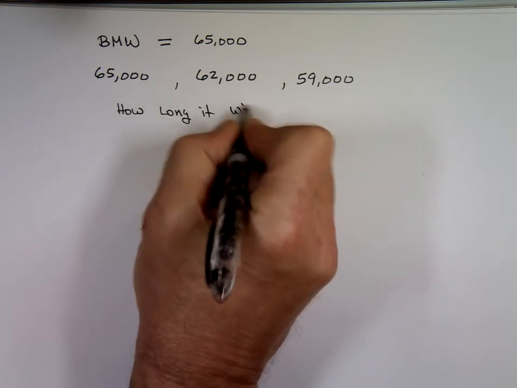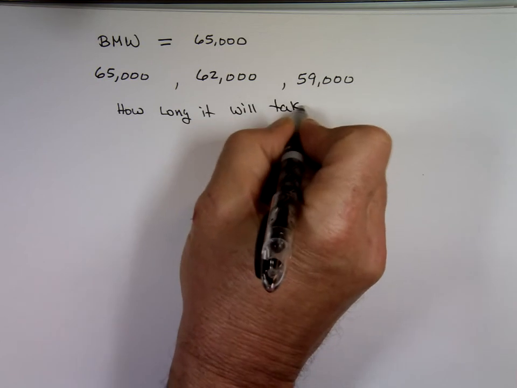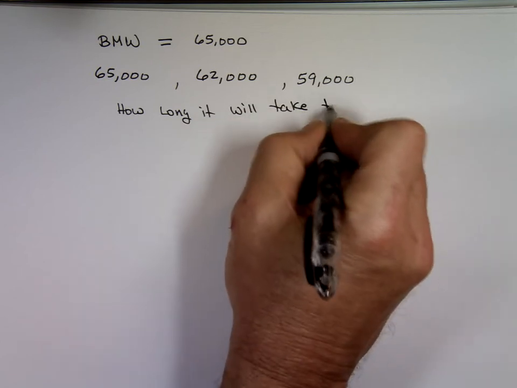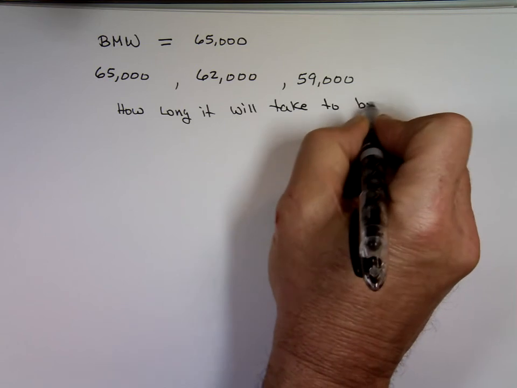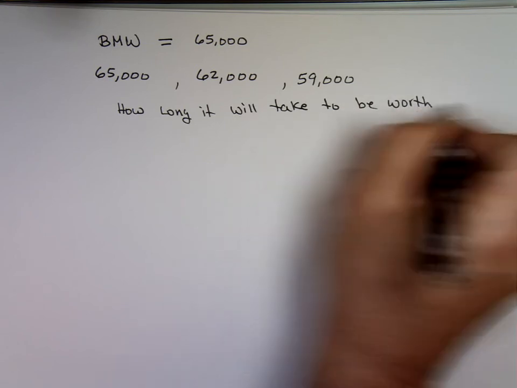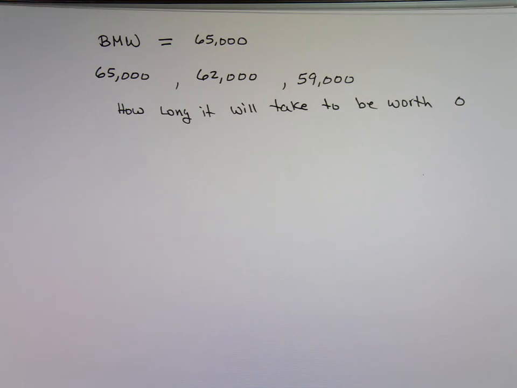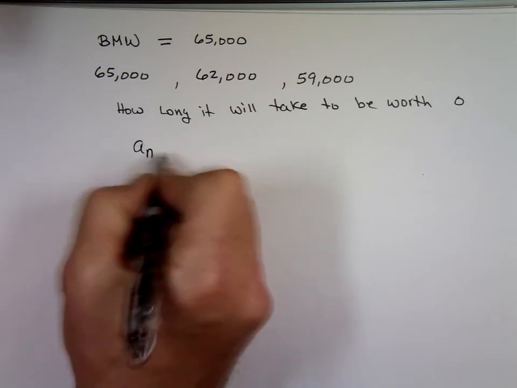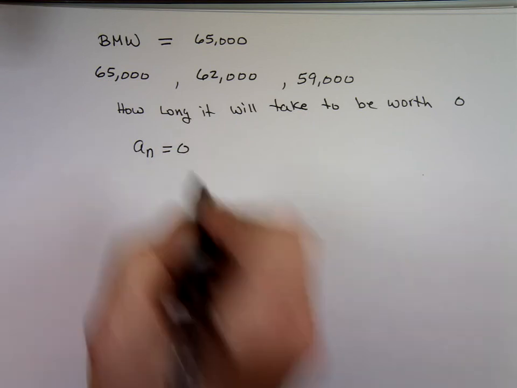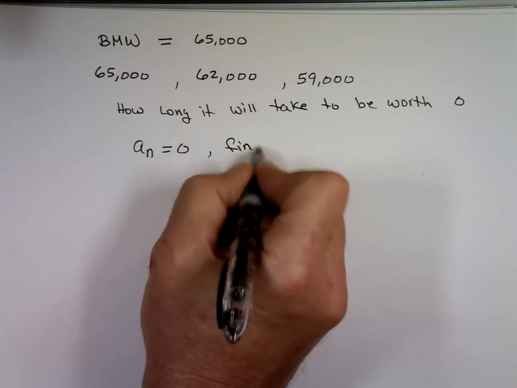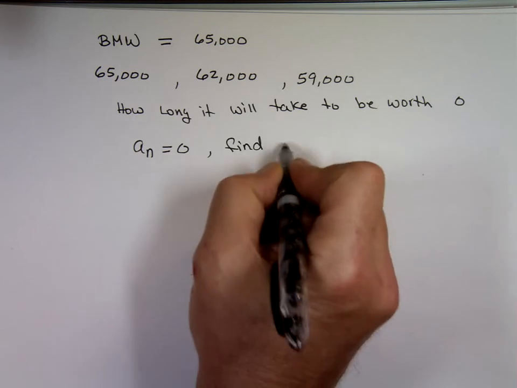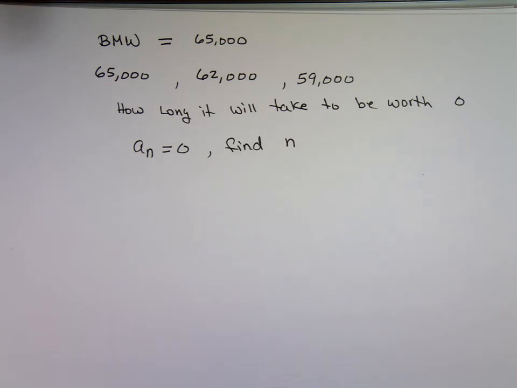That's right. It says that's impossible. Somebody will buy it. Worth zero, we'll say, based on the depreciation. How many years? So we're looking for N here. What we're telling you in this example is the nth value is actually zero. You tell me what N is, you find N. So I'm telling you what the value is there, but I'm looking for N.